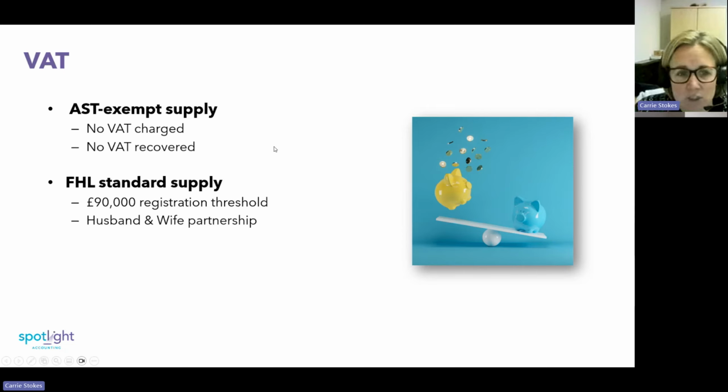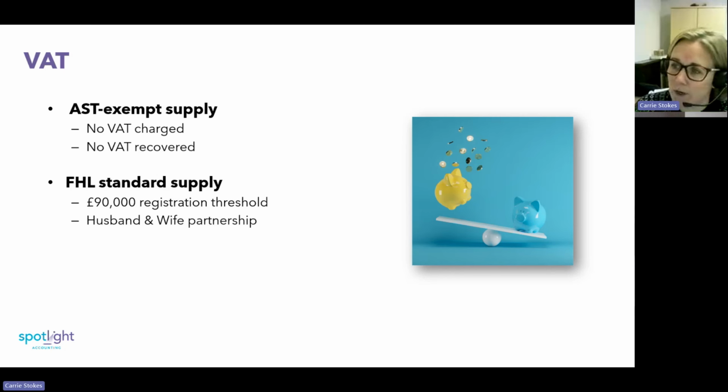If you own furnished holiday lettings, this is a standard supply. So if your income from furnished holiday lettings is over £90,000 a year, and you have to look on a rolling 12 months basis, you do have to register for VAT, and you could end up in a situation where you could lose 1/6 of your profit to VAT.